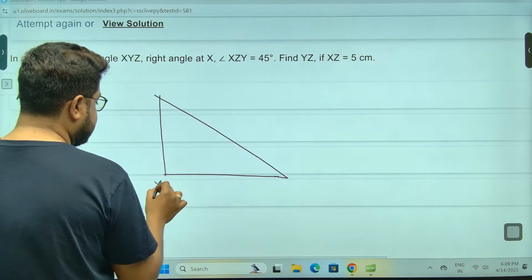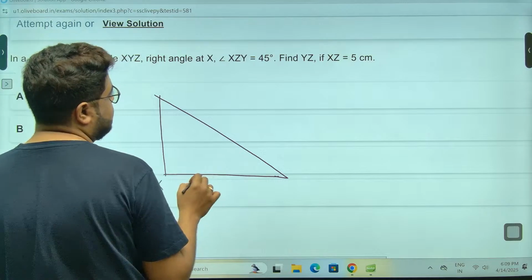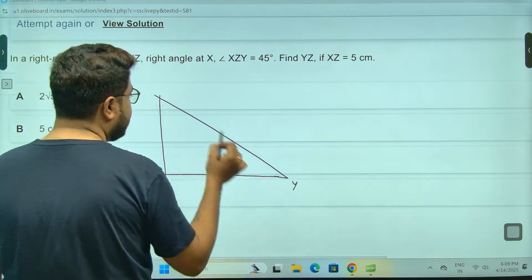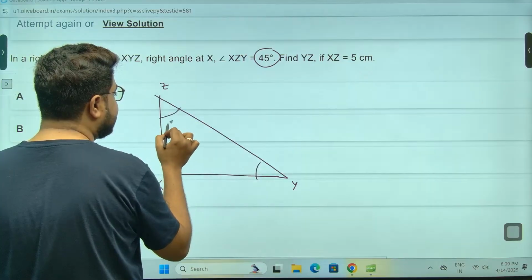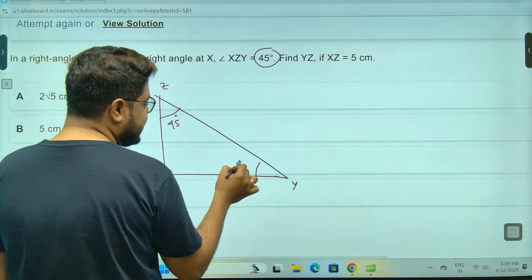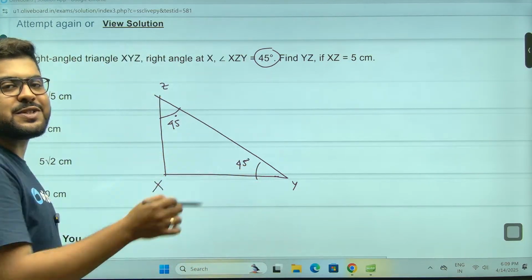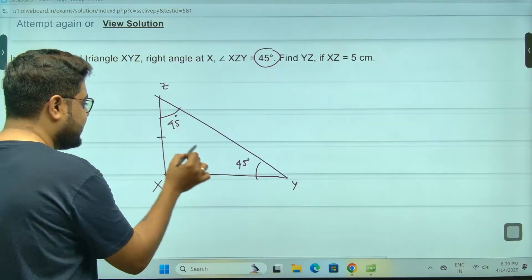Right angled at X. Okay. X, Y, oh, then that's great, sir. The other angle is 45, which means this is a right-angled isosceles triangle. This is nothing but a right-angled isosceles triangle. These two sides are equal, sir.